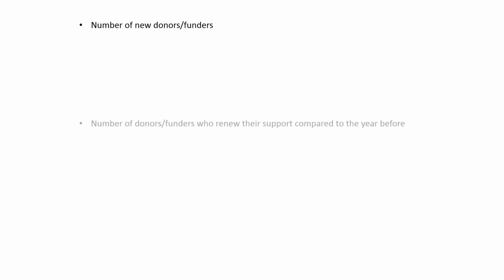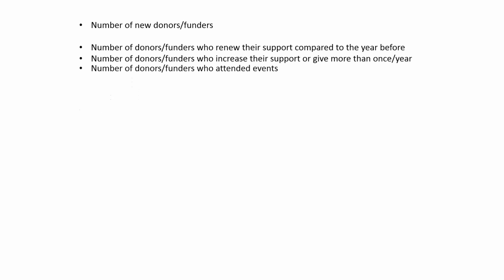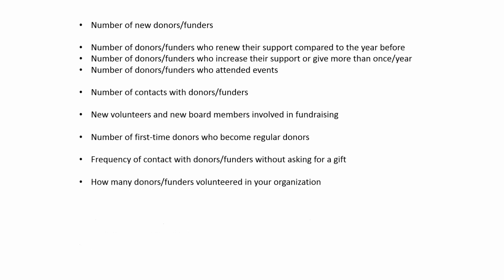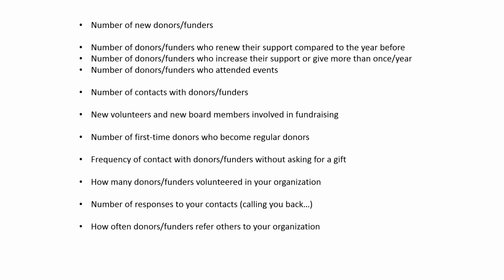You can also look at the number of donors or funders that you have acquired. You can look at the number of donors that you renewed their support compared to the previous year. You can consider the number of contacts with your donors or funders. You can consider the number of the first-time donors who became regular donors. You can also consider the number of responses to your contacts, for example, those that called you back. You can consider how often the donors refer others about your organization, and so on. All these can be used to evaluate your process.